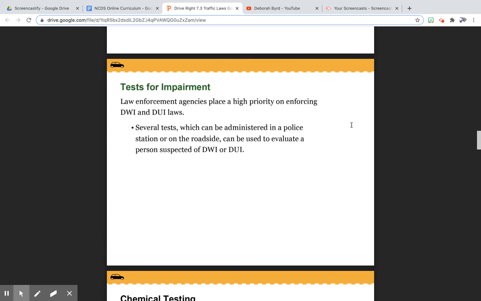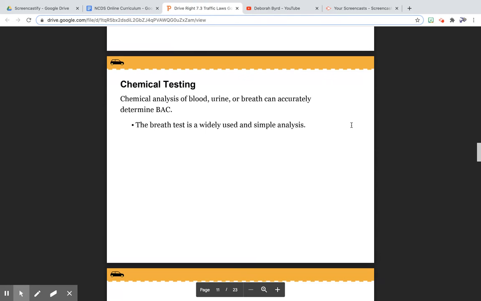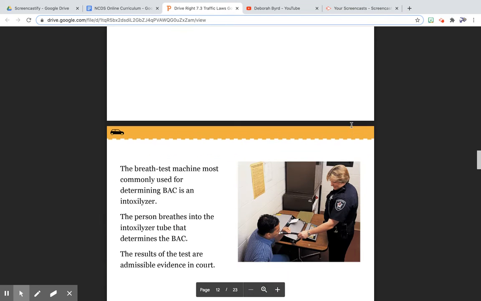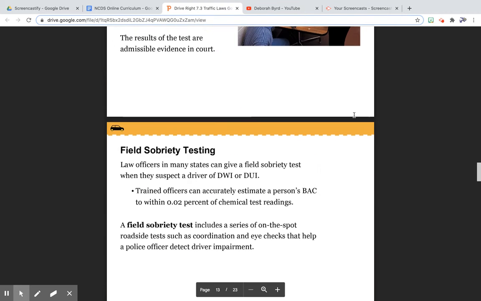Several tests which can be administered in a police station or on the roadside can be used to evaluate a person suspected of DWI or DUI. Chemical analysis of blood, urine, and breath can accurately determine BAC. The breath test is a widely used and simple analysis. The breath test machine, most commonly used for determining BAC, is an Intoxilyzer. The person breathes into the Intoxilyzer tube that determines the blood alcohol content. The results of the test are admissible evidence in court.